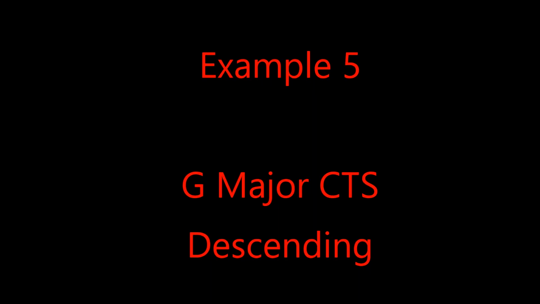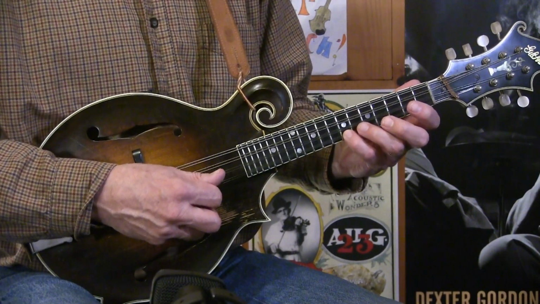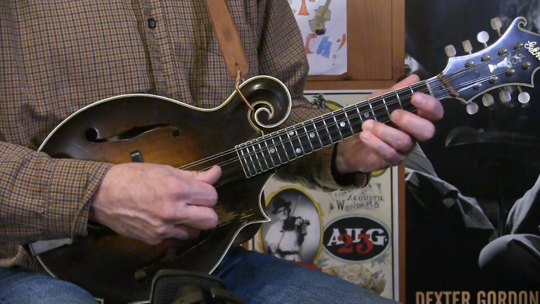If I remove the F sharp notes from the descending G major scale, now I get the G descending chord tone scale, the major descending chord tone scale, and notice that G, B, and D always line up on the beat. I play this in example 5.